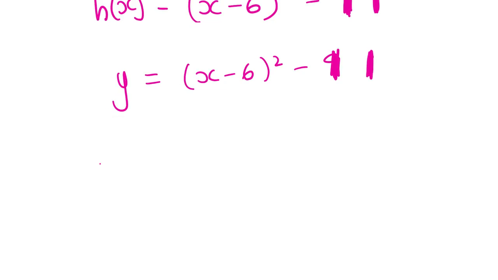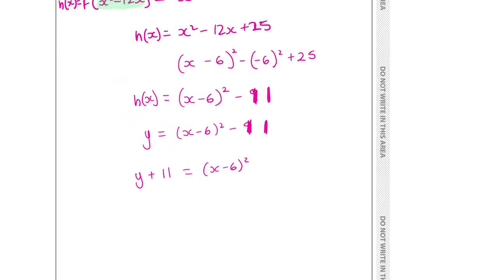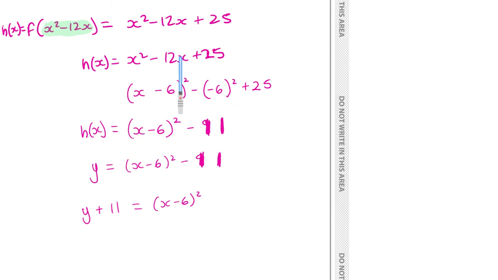Right then, so what's the first thing I'm going to do? Add 11 to both sides. Okay, what's the next thing? We don't want to expand the bracket because then we're going to get an x squared. The whole point of completing the square was that we don't want to expand the bracket. If I expand the bracket, I go back to this. Square root, absolutely.